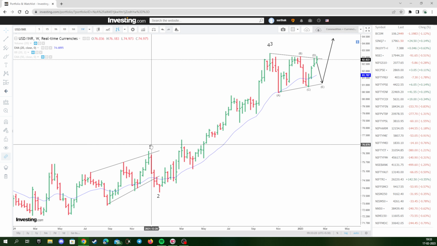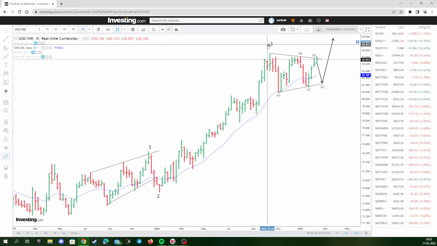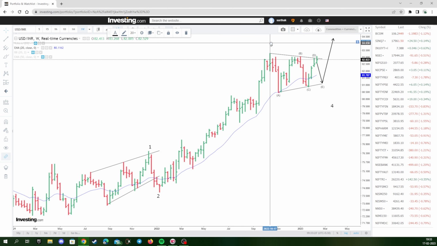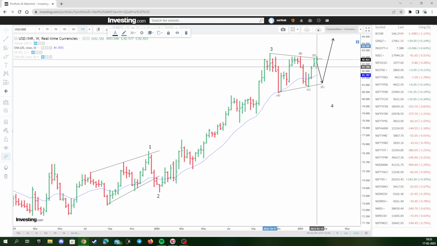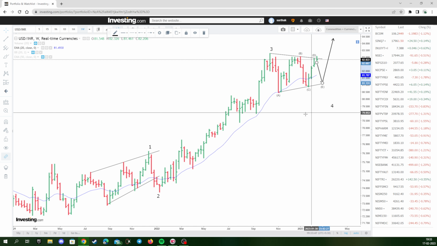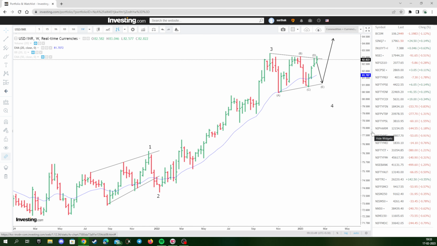So you have this wave 1, wave 2, and we completed wave 3 around the tops. Around the tops we made around 83.26 levels. So if we have completed wave 3 over those tops, then it's possible that we might be in the ending stages or in between stages of completion of wave 4. So right now we have two kinds of possibilities.